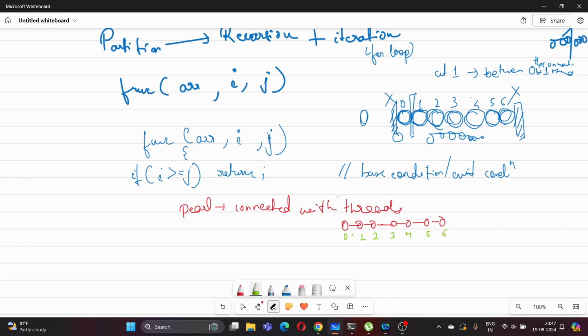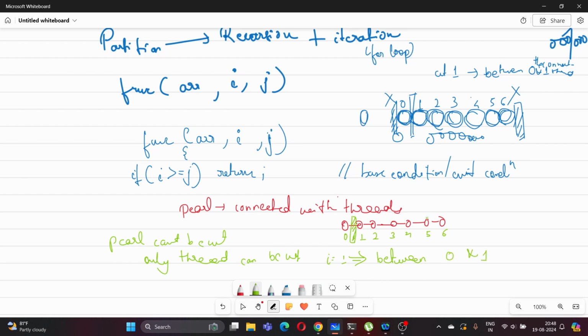I cannot cut it at 0, right? I can cut it at 1. But when I say that I cut it at 1, the pearl can't be cut, right? Only the thread can be cut. So how can we cut here? When I say cut at i equal to 1, it means cut here, between 0 and 1.